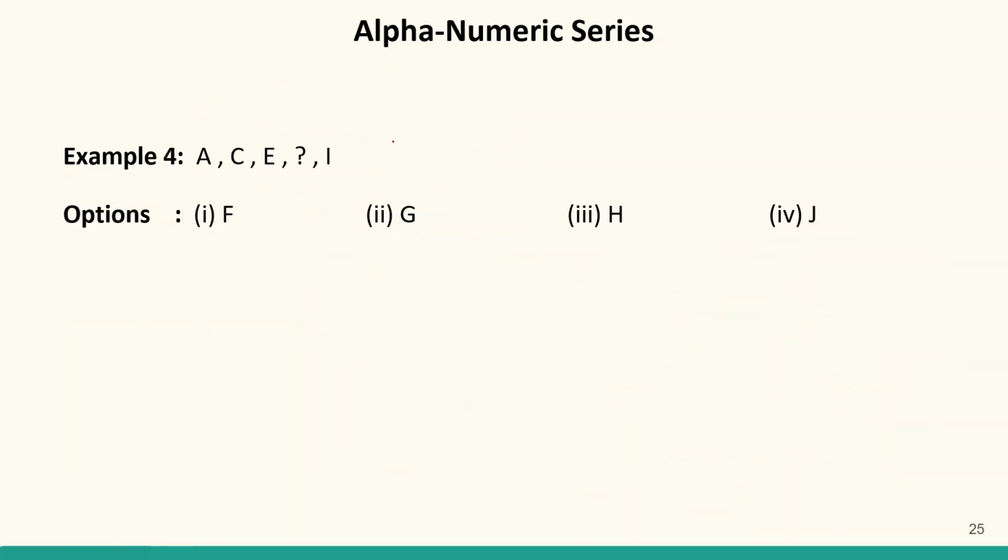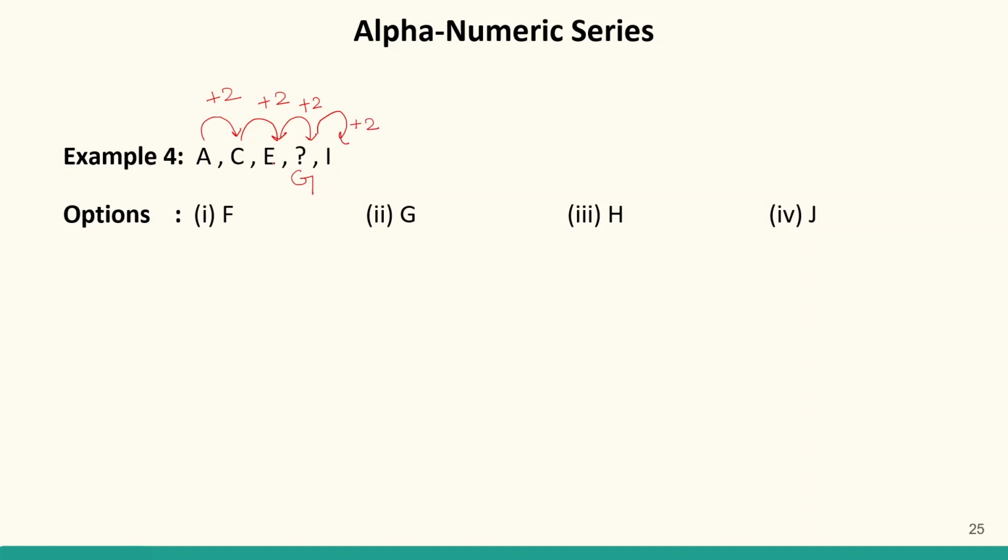Okay. Similarly, let's go from this. This is very easy, very basic. We are going 2 letters forward. We are going 2 letters forward. A, B, C, C, D, E, E, F, and then G, G, H, and then I.